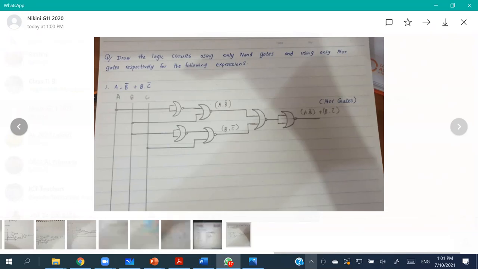Okay, Nikini, you have drawn it using the NOT gates, right? Nikini, there is a slight problem though. Those NOT gates are connected to each other, so is this a simplified version?